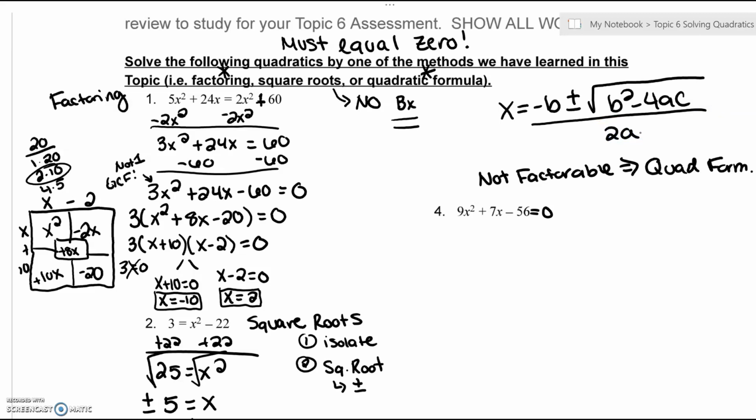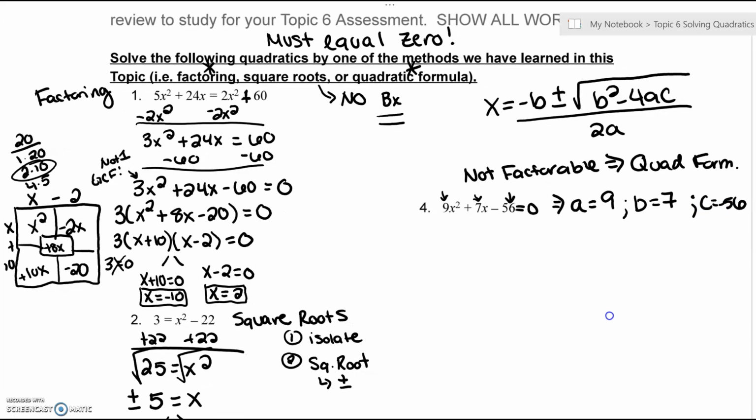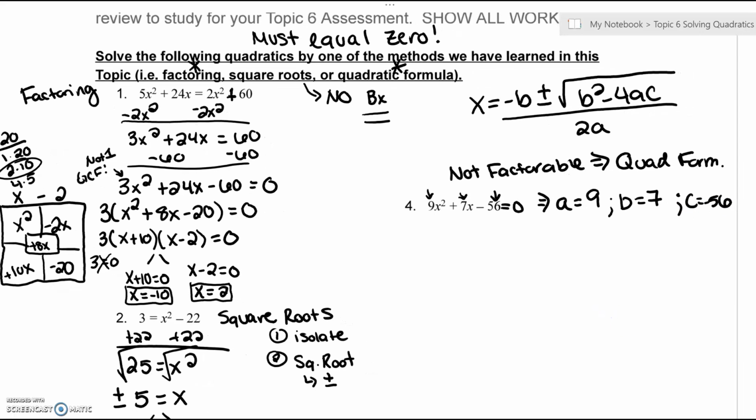So first thing I have to find here is what is a, and a is the number in front of x squared, just the number, not the x squared. So a is 9. b is the number in front of the x, not the x, just the number, which is 7. And c is the number by itself, which is negative 56. There it is, negative 56.